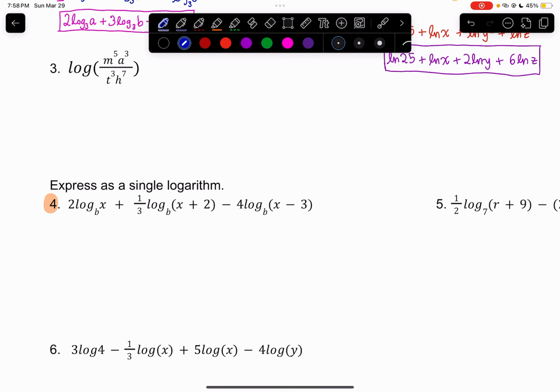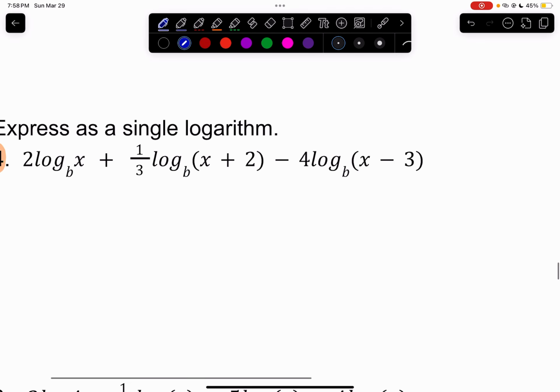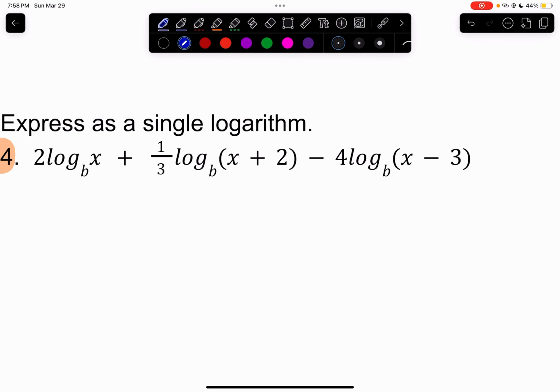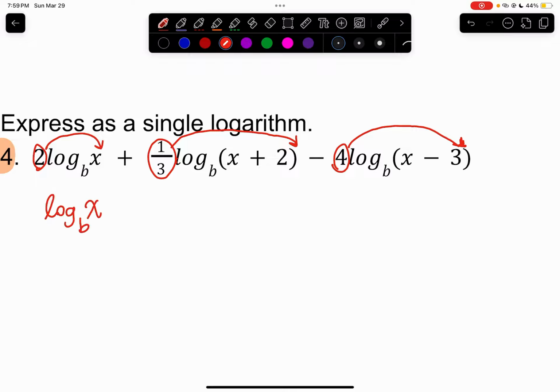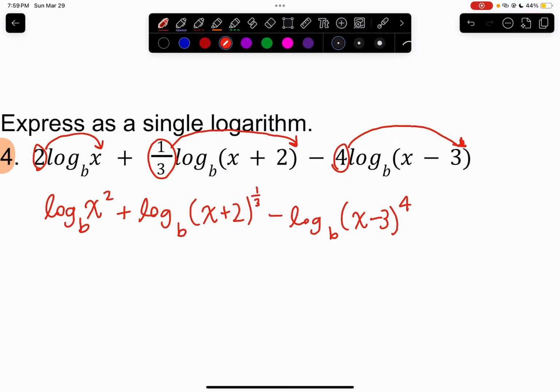All right, let's look. So I'm going to look for rule 1 first this time. So I'm looking for any coefficients that need to become exponents. And I see one here. I see one here. Interesting. And I see one here. So this is going to become log base b of x squared plus log base b of (x plus 2) all to the power of 1/3. And then minus log base b of (x minus 3) all to the power of 4.